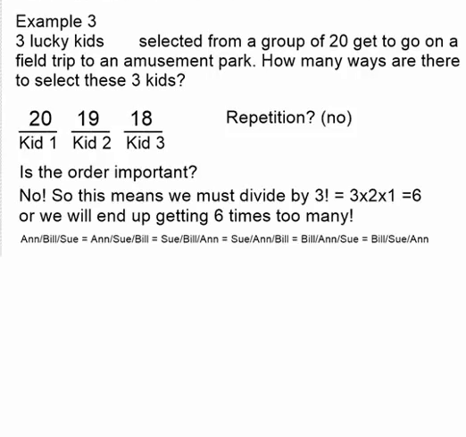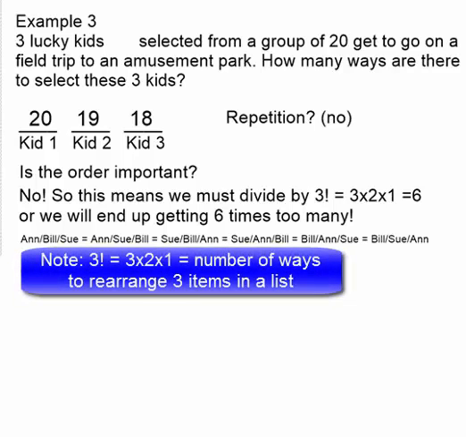So no repetition. Then we ask the question, is the order important? Well, if you selected 3 kids and their names were Ann, Bill, and Sue, if you just rearrange the names on that list, Ann, Sue, and Bill, Sue, Bill, Ann, and so on as I have shown here, it's the same list. So the order of those 3 names does not matter. It's like the problems where you pick a committee. So that means when we're listing all these possibilities, we're getting 6 possibilities for each actual unique combination. So we have to divide by 6. So we divide our answer by 3 factorial, or 3 times 2 times 1. Otherwise, we'll end up getting 6 times too many names.